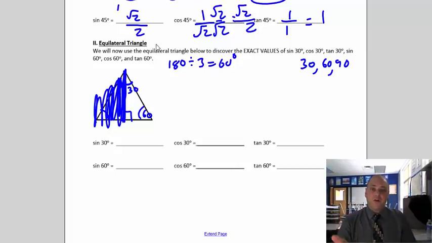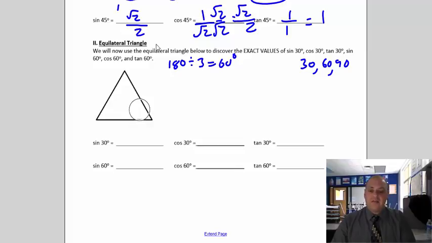45 from above, 30, 60, 90. These are all special angles. They all come from special triangles. Okay, so I have a 30, 60, 90 right triangle, and I'm going to try and study from that. So I'm going to do this again. I'm going to make it easier.